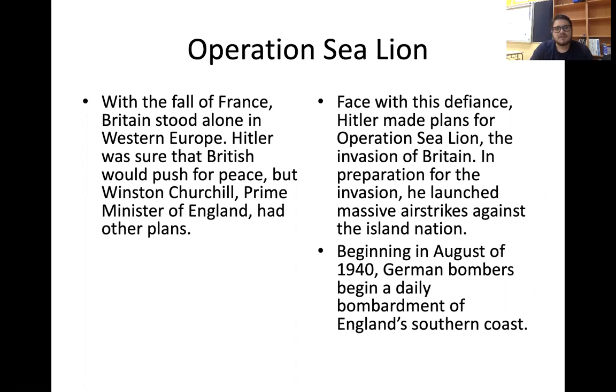So, Prime Minister of England, Winston Churchill, is going to be a very, very important figure in World War II and just in European history in general. He's going to look at Hitler in the face and say, no, we're not going to give up. We're not going to ignore you. We're not going to give you whatever you want just so that you would leave us alone.